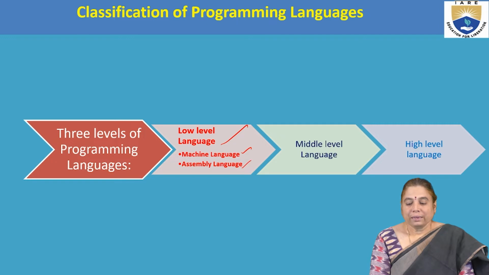The next category is middle-level language. It's a combination of low-level language and high-level language. High-level language is human understandable language. In this, the programs can be framed in the natural language, English.